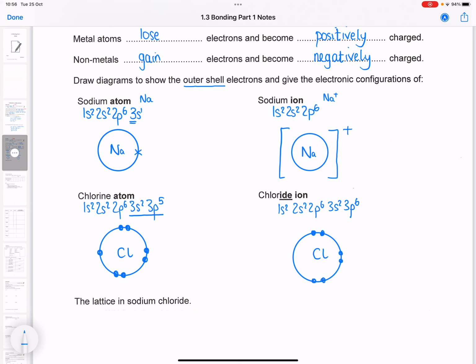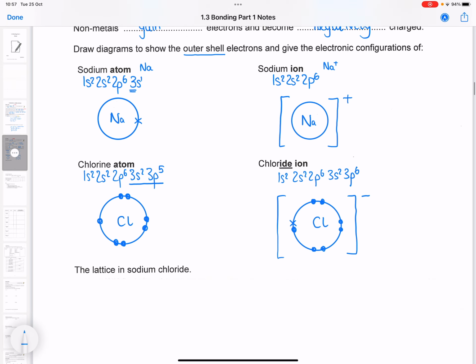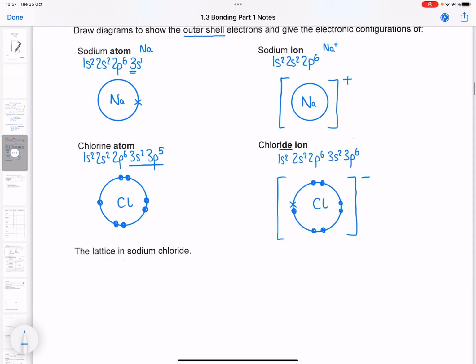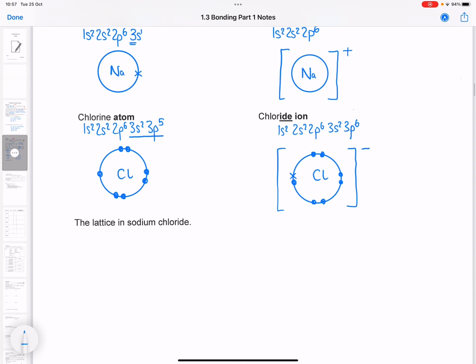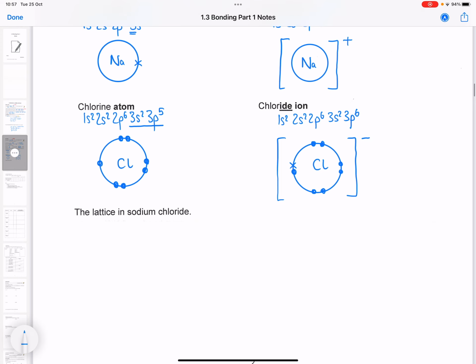So the 7 dots, and then we've got that 1 cross. And because we've got 1 extra electron from somewhere else, we're a 1- ion. So it's in group 7, so it's got 7 dots, and then it's gained to get a full shell, so it's got 1 cross to give it the 8 electrons, and we give it a 1- ion.